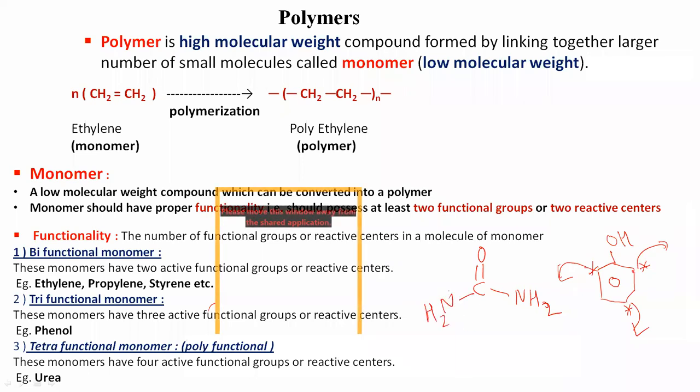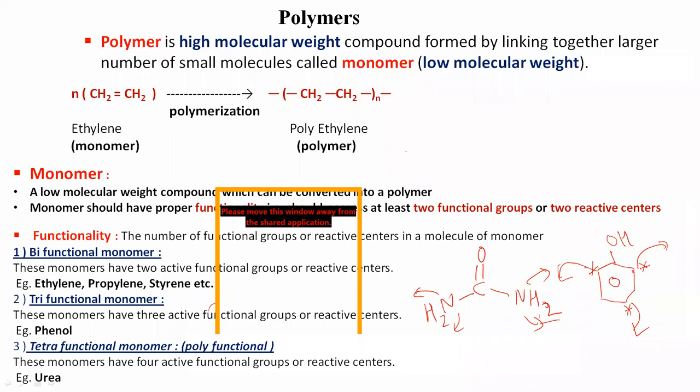Now, if you look at this molecule, our statement is that it is tetrafunctional, meaning four reactive sites are available. Which are those four reactive sites? These two hydrogen atoms on this amine group and these two hydrogen atoms on the other amine group. So we have two sites over here and two sites at this amine group. In all, four reactive sites are available for polymerization. That is why it is called a tetrafunctional monomer. I hope you understood the concept of functionality.